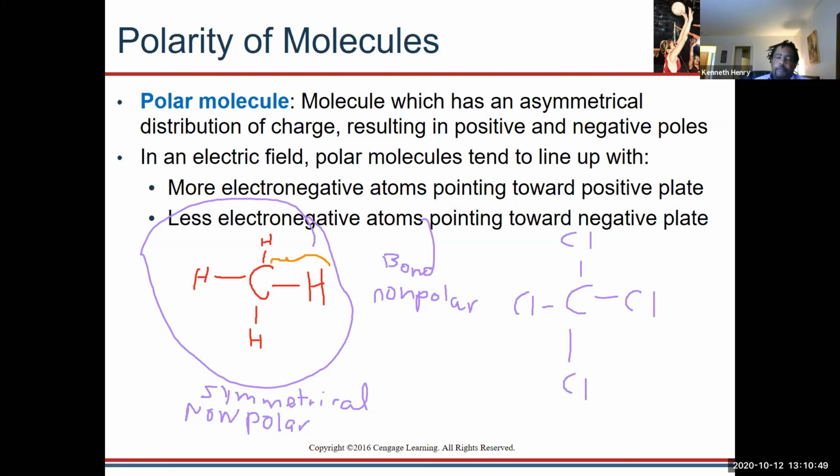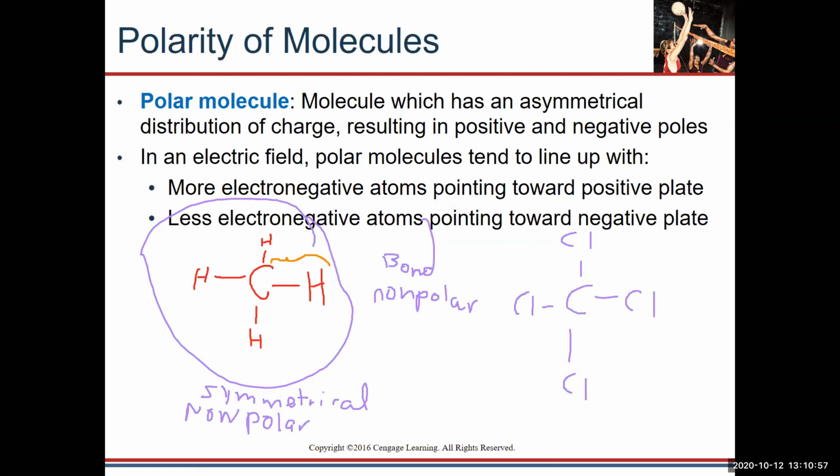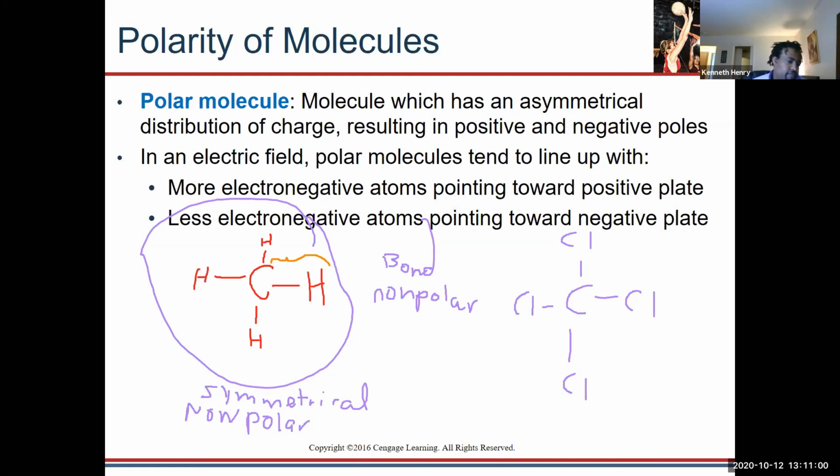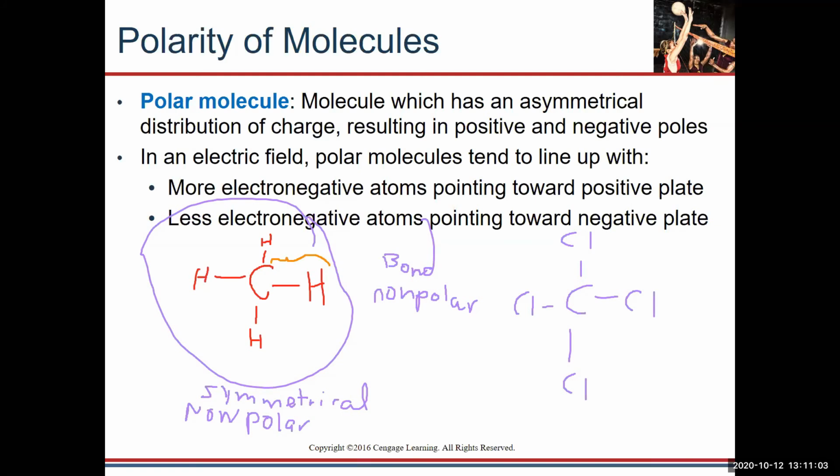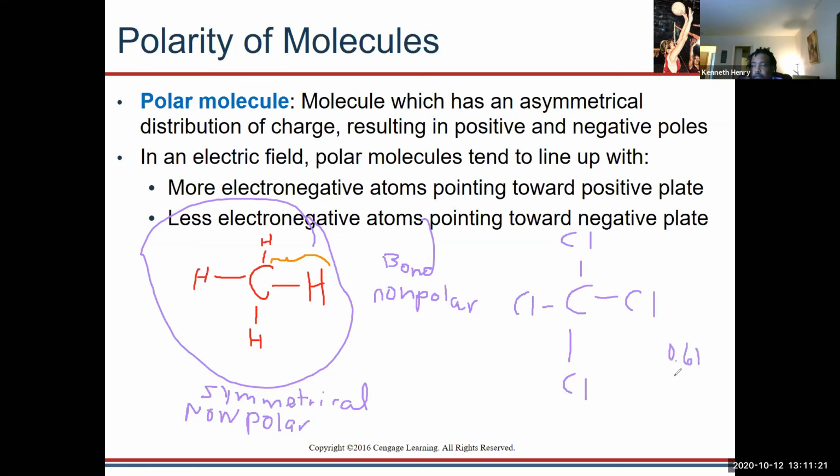So Alan, help me out here. Let's talk about the bond polarity between carbon and chlorine. What do you think the bond polarity is going to be? Give me your reasoning. The difference in the electronegativity would be 0.61, which makes it polar. You said 0.61, right? Which would be polar. Yeah. Okay, so we know that this guy would be polar.